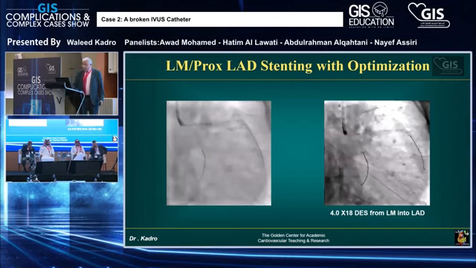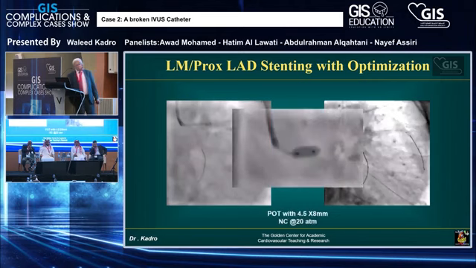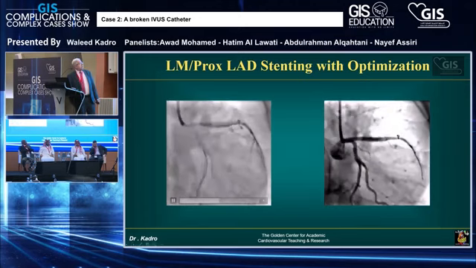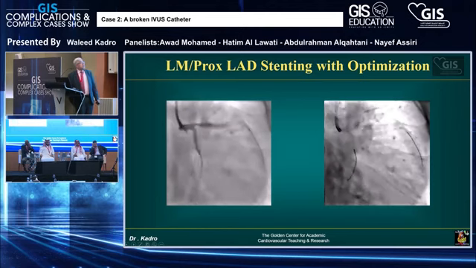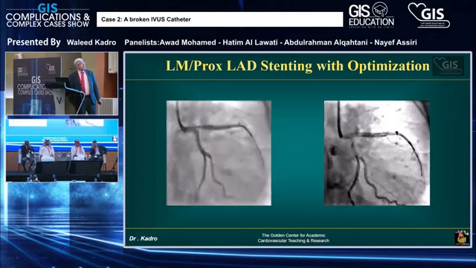Then we put the other stent from the left main to the proximal LAD with a little bit of overlap, and this stent was 4 millimeter by 18. We also did POT, post-dilation, in the left main. You see this is the difference: this is before we put the first stent, and this is after the stenting, and it showed a reasonable result.